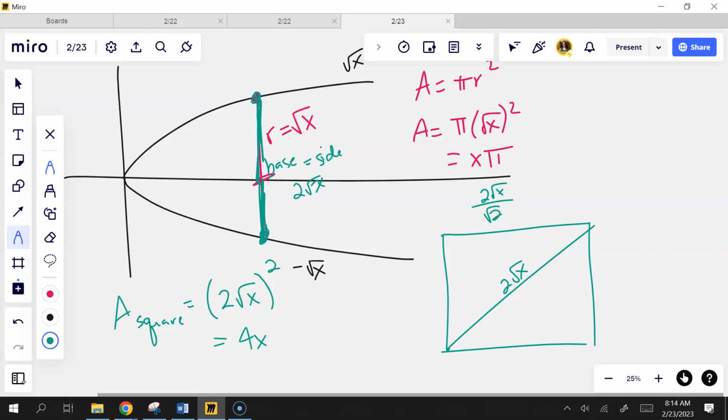I can clean it up just a little bit by multiplying by the square root of 2. This is not necessary. I'm just a little extra, as we all know. Over 2, that cancels out. So this side is just the square root of 2x. Are y'all okay there?